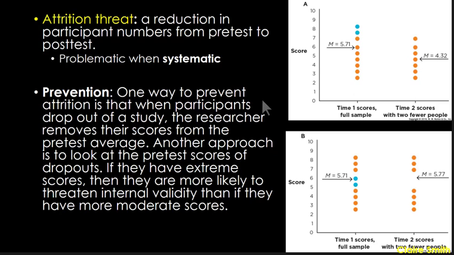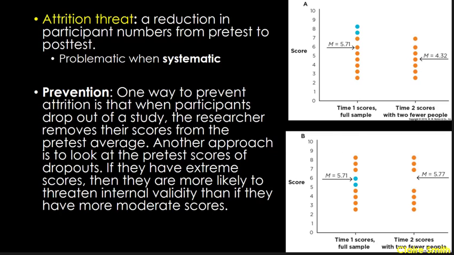Another approach is to look at the pretest scores of the people who did drop out. If they have extreme scores, so at the very high end or very low end of the spectrum, then they're more likely to threaten the internal validity if they drop out. So you don't necessarily have to remove them unless they are those extreme cases where they're the most depressed person or the least depressed person, something like that.